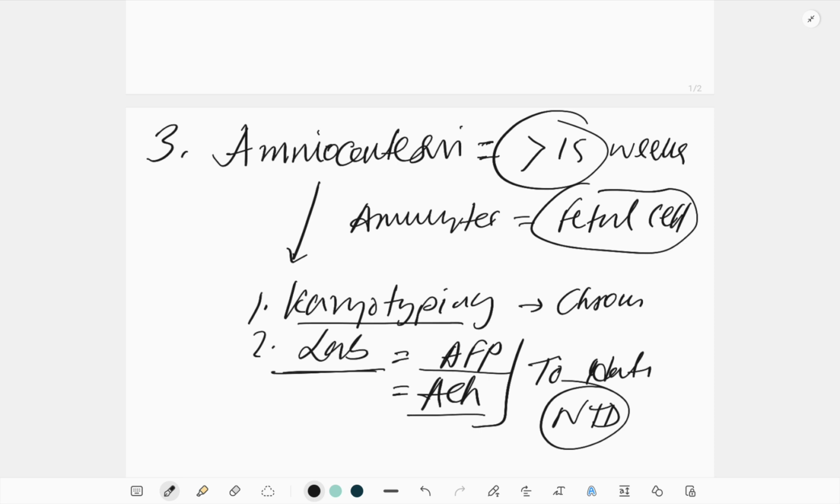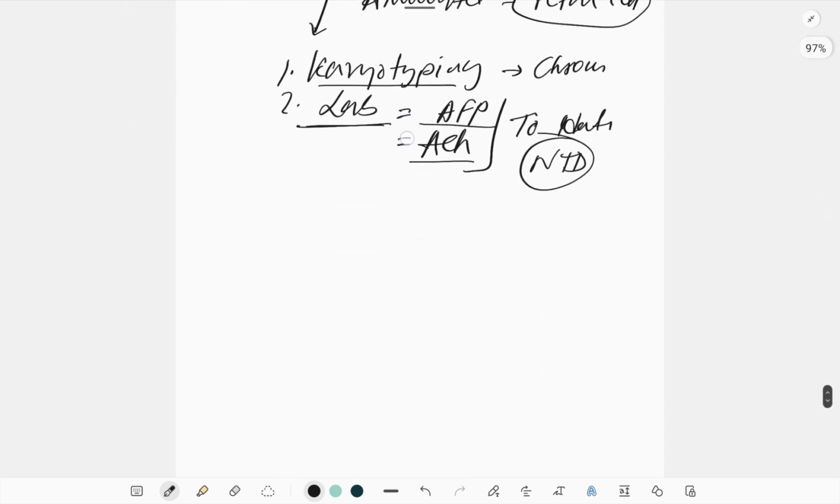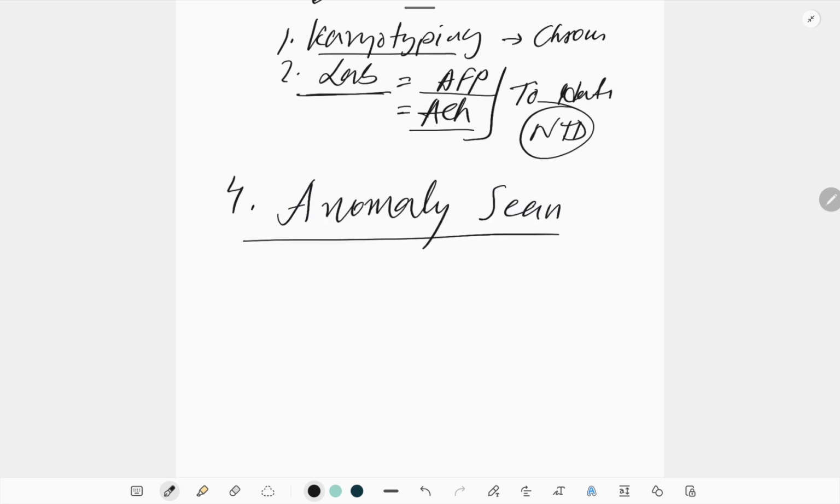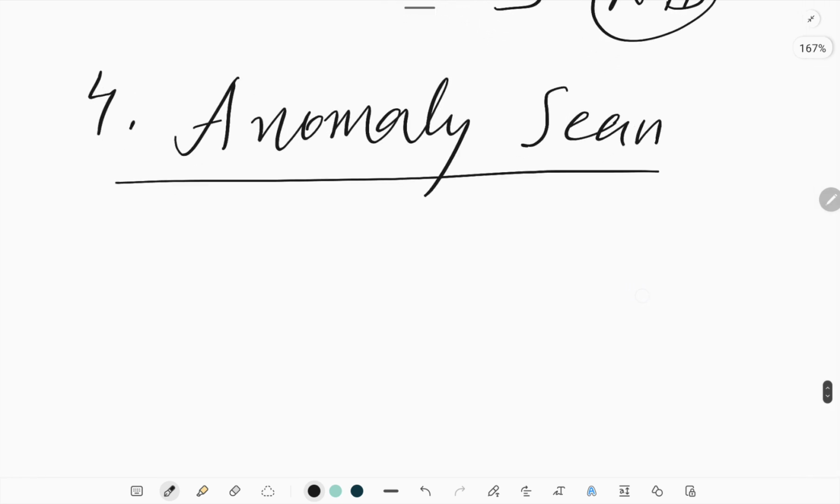The next investigation will be number 4, that is the anomaly scan. This anomaly scan should be done around 18 to 20 weeks of pregnancy.